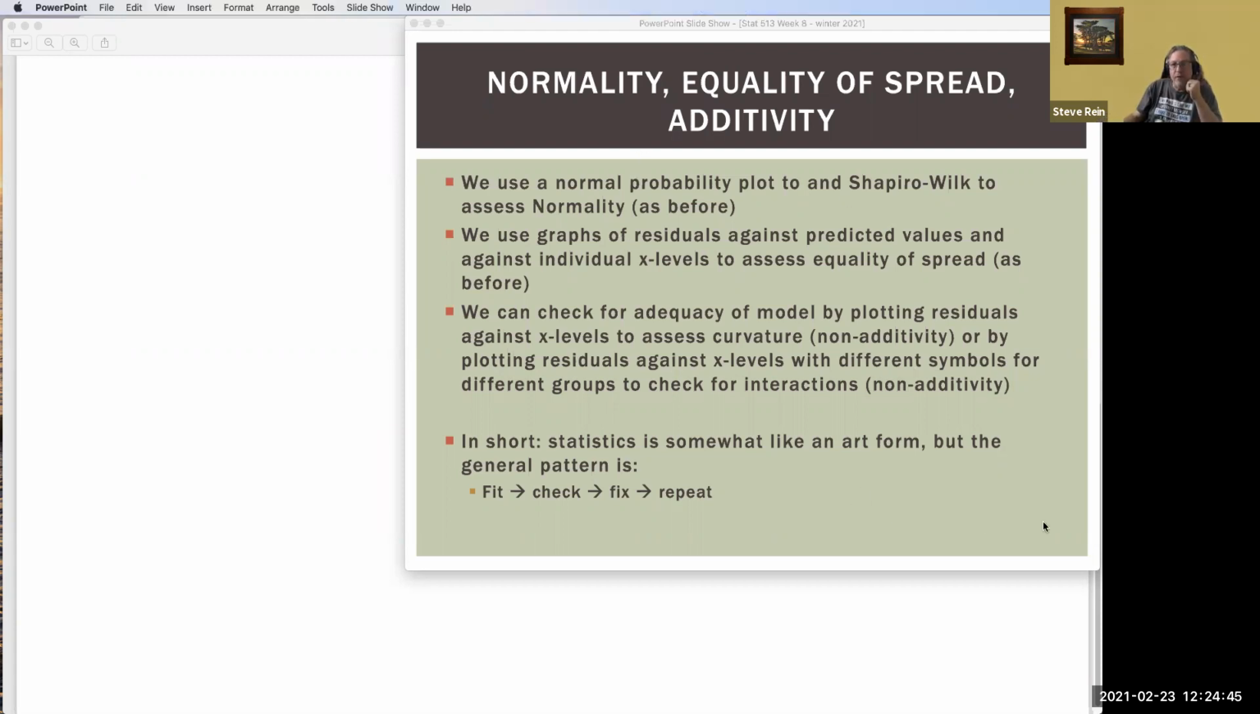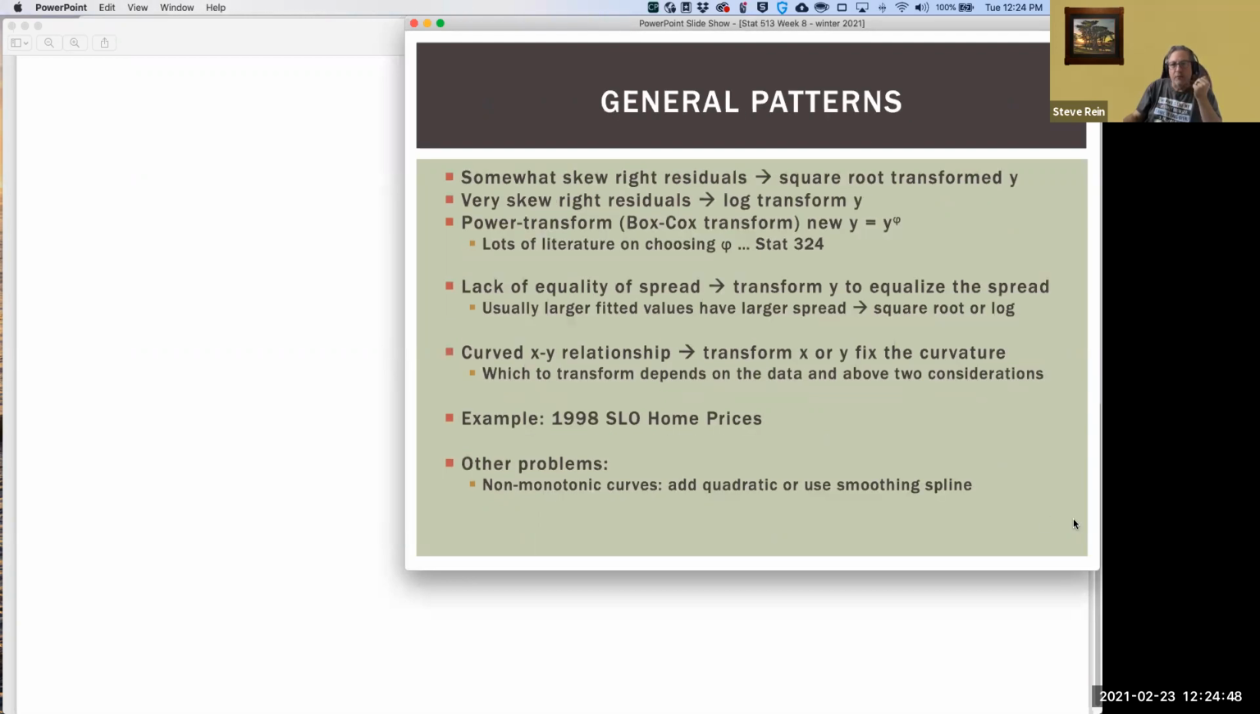Okay, so moving forward. And as we suggested last time, if you do have certain sorts of problems, power transformations like y to the power phi are a great way to go. There's a whole collection of things that you might want to know about that you could find in Stat 324, or 524, where you get graduate credit if you register for 524.